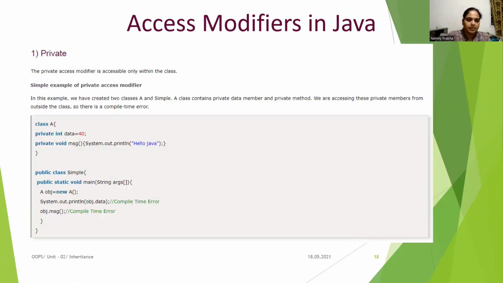Next, the first example is private. Here in class A, the data is private. The method is also private. Then public class Simple, public static void main. Here we are creating an object for class A. System.out.println of object.data, we cannot call that because it is private. Here it is private, so we can use it within class A only. We can't use it outside class A. This is the simple example.